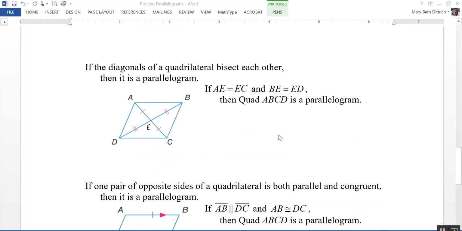If the diagonals of a quadrilateral bisect each other, then it's a parallelogram. So if AE equals EC and BE equals ED, then quadrilateral ABCD is a parallelogram.